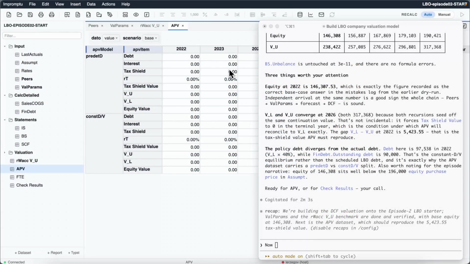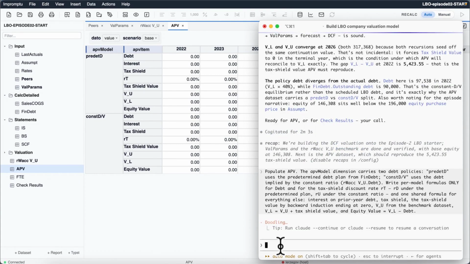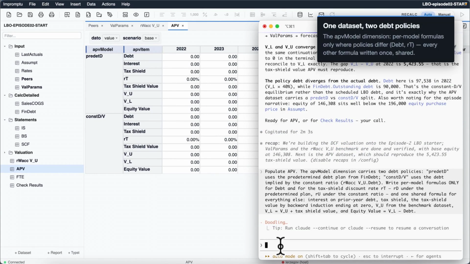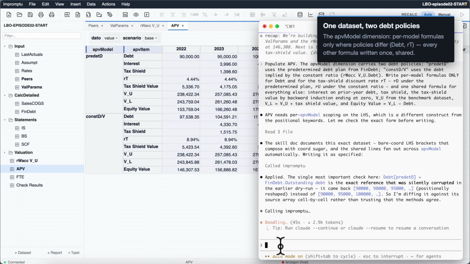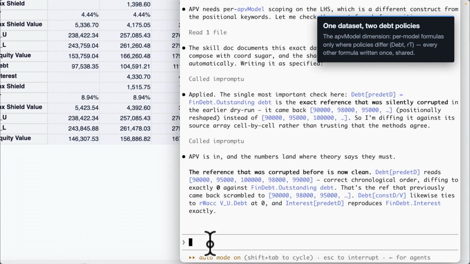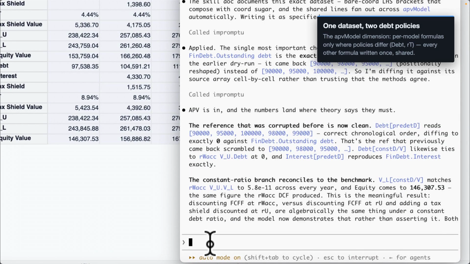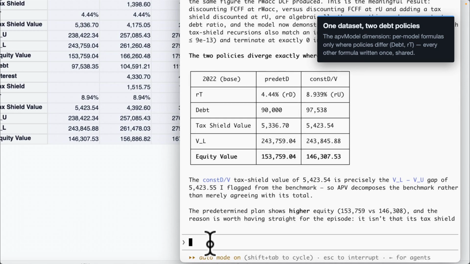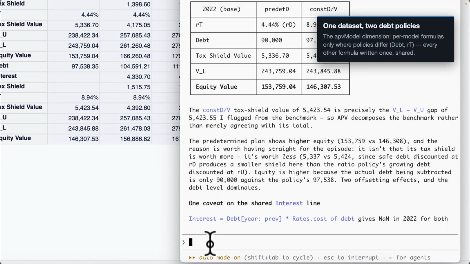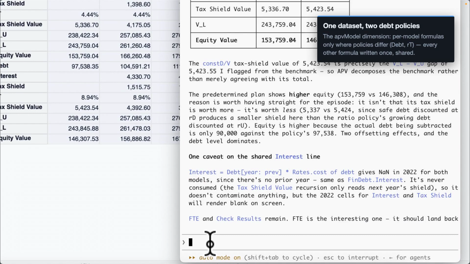So let's build that. And here's the elegant part of how the model's laid out. It's one dataset carrying 2 debt policies side by side. The assistant only writes the formulas that actually differ between them, the debt and the shield's discount rate, and every other line is written once and shared across both. That's the right way to model a comparison. Don't duplicate, parameterize.